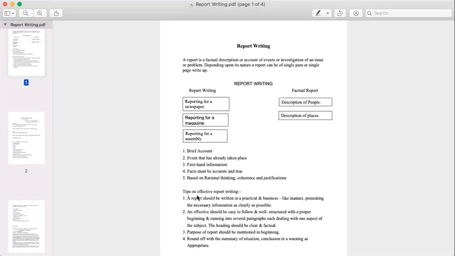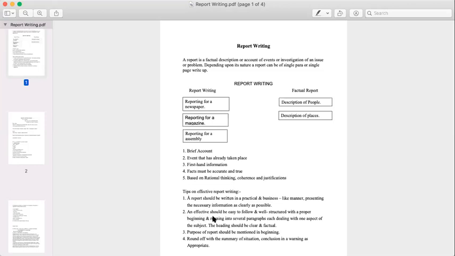There are some tips for effective report writing. A report should be written in a practical and business-like manner, presenting the necessary information as clearly as possible. As we said here, facts must be accurate and true.